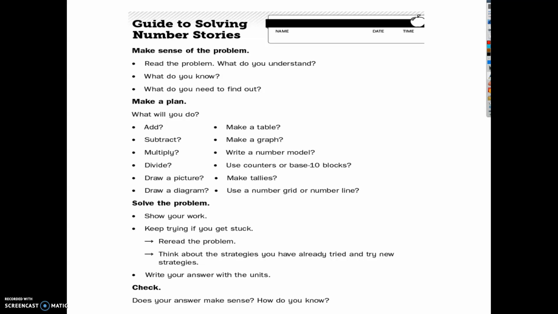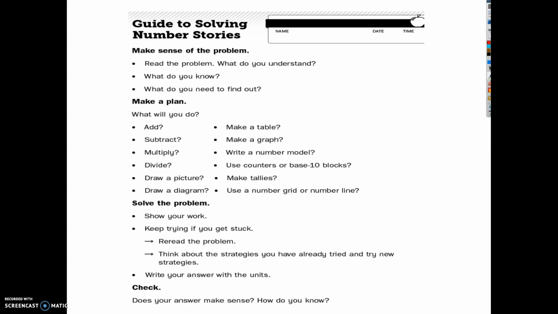And think about, what do you know? What does the problem tell you? And what do you need to find out? What are they asking you to do? Well, then you need to make a plan. What will you do? Are you going to add, subtract, multiply, divide? Are you going to draw a picture, draw a diagram, make a table, make a graph, write out a number model? Maybe you need to use some counters or tallies. Maybe you need to use a number grid or a number line.